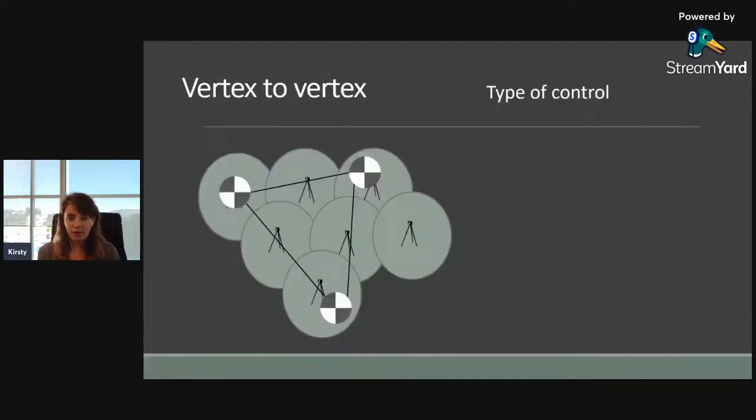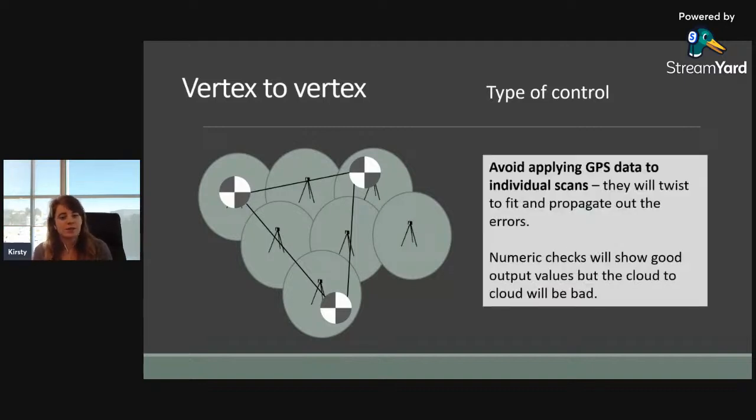Another note I would make here on vertex to vertex constraints is, as a general rule, avoid applying GPS data to individual scans. GPS data is generally less accurate than any of the scanning tools that you are using, and the XYZ values for that will be a lot worse. So if you allow that error to propagate out from a GPS device and set the positions of your scans, that will affect how your scans have come together, and you will probably see some errors with how they're fitting together. And any numeric checks when you apply control to an unlocked point cloud will propagate out those errors and make it look really good. So it'll be hard to get an idea of how those errors are spatially located.